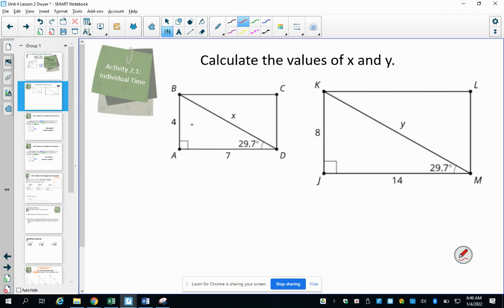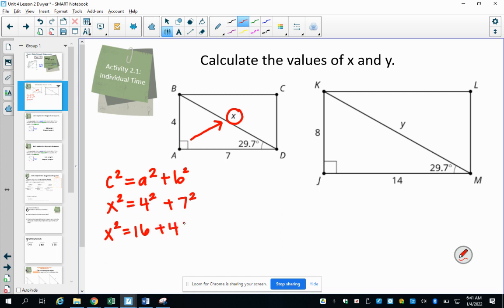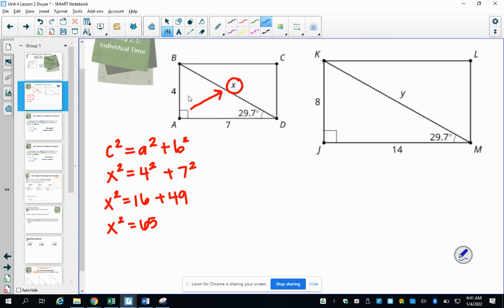All right, so Pythagorean theorem we have to start with. You can start with either one. I'm going to start with this one. Locate the c value. So we do c squared equals a squared plus b squared. C is always the one across from the 90, so in this case it's x. So x squared equals, and then take the two legs. So 4 and 7, square those, add them together. So we get x squared equals 16 plus 49. So 4 times 4, 7 times 7. Add those together, and we get x squared equals 65.